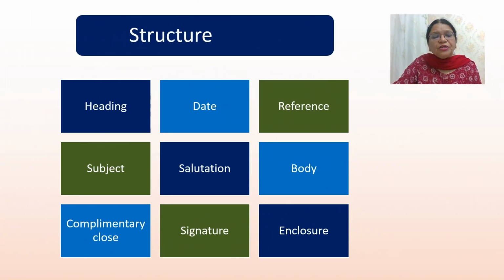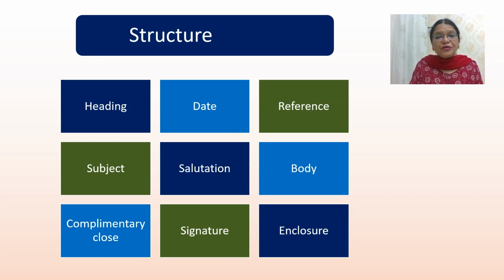Now the structure: you have a heading, you have date, reference, subject, salutation, body, complimentary close, signature, and enclosure. So heading is where you write the address. So sender की address आती है यहाँ पर. It is written on the left hand side of the page. Earlier it was written on the right hand side. Underneath comes the date. Now this is also very important.